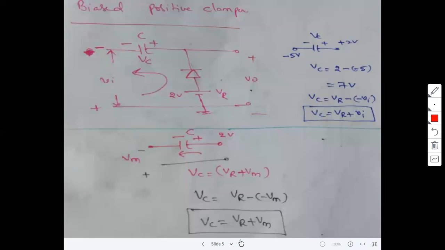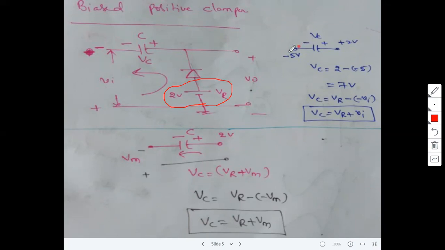Now coming to another variety of clamper circuit, the biased clamper. In the biased positive clamper, the same clamper circuit has a positive bias added: a 2 volt positive bias is connected to the anode terminal of the diode, right? Now, what is the maximum voltage the capacitor can store in this case?